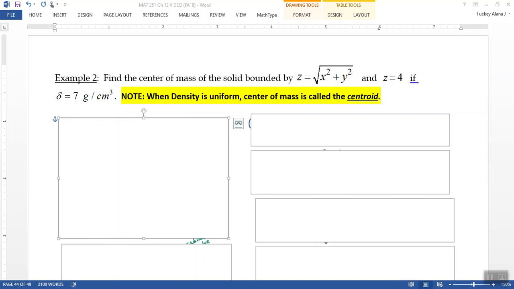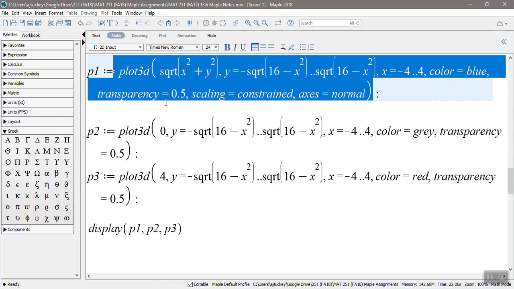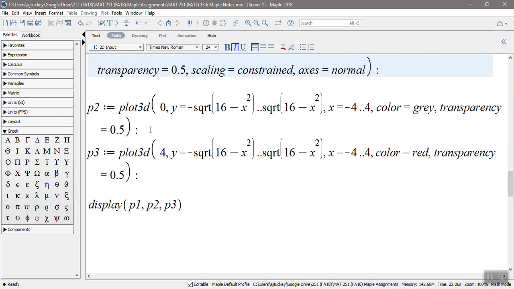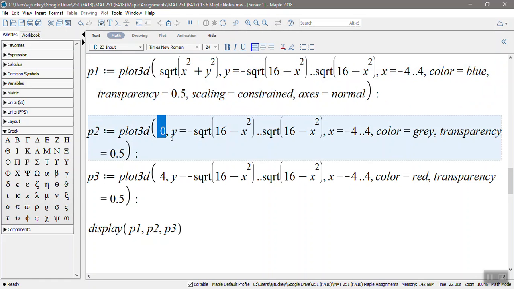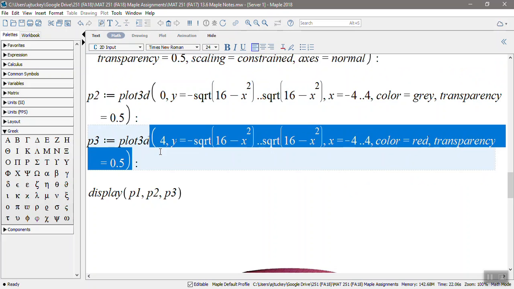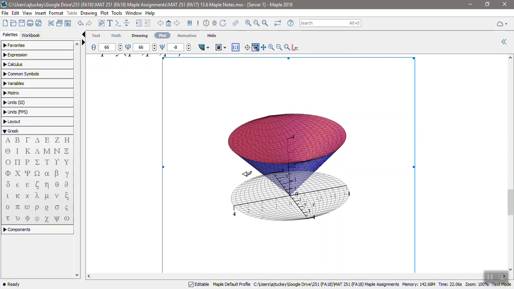So if we want to see that in Maple, I was having some issues getting this to graph beautifully, so I fussed around with using the plot functions. So I've got the plot of the cone right here, then I've got the region, and then the plane. And you can see them all graphed right here. So it's forming this lovely cone.